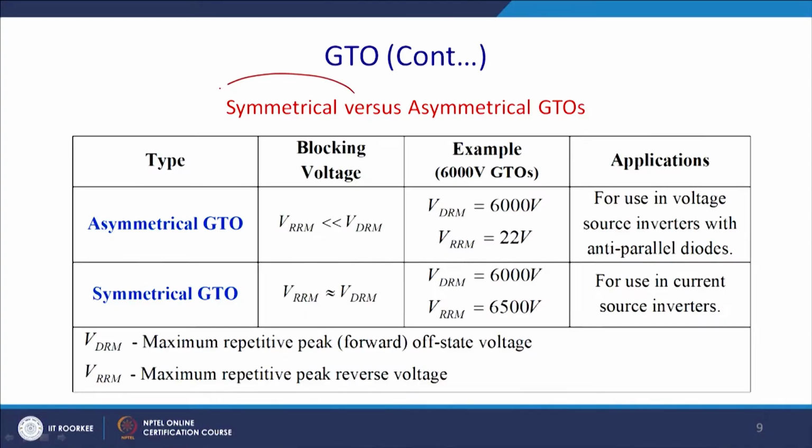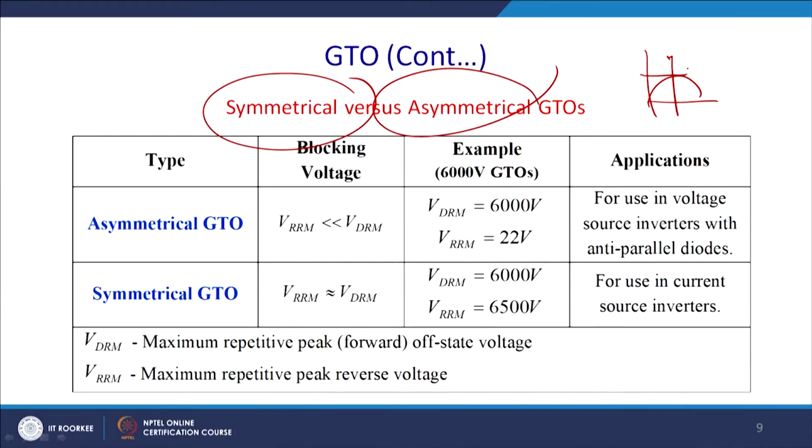Based on the applications or operations, we can classify them as symmetrical operation and asymmetrical operation. That means, let us say in an AC application, it may require to block the same in both directions if it is triggered at, let us say, an alpha of more than 90 degrees.